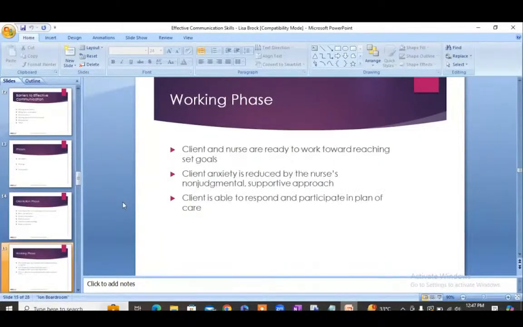Yes. Next, the working phase. We talked about the working phase. If I summarize it once again, I will give you some other words for it, in easy terms. The working phase is the stage in a process where the main tasks are actively carried out and goals are pursued. During this phase, parties collaborate to address issues and solve problems. It involves implementing strategies and taking concrete actions toward achieving the desired outcomes, right? Here we have a few bullet points: the client and nurse are ready to work toward reaching the goals, client anxiety is reduced by the nurse's non-judgmental support, and the client is able to respond and participate in the plan of care, right? This is all. Is it clear?